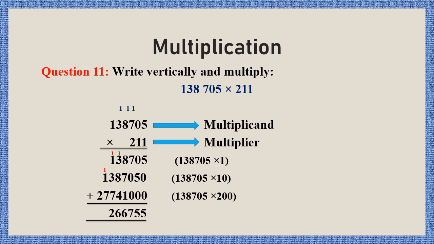Again 1 plus 1 plus 7 is 9. And since the 2 is not added to any number, we will bring it down as it is in our answer. Now we have our answer, that is 29,266,755, and this number here is called the product.